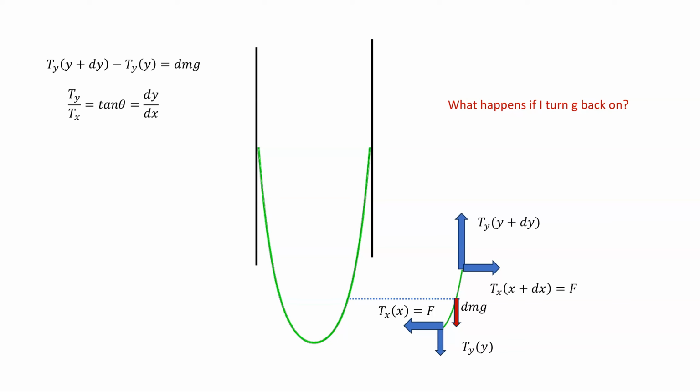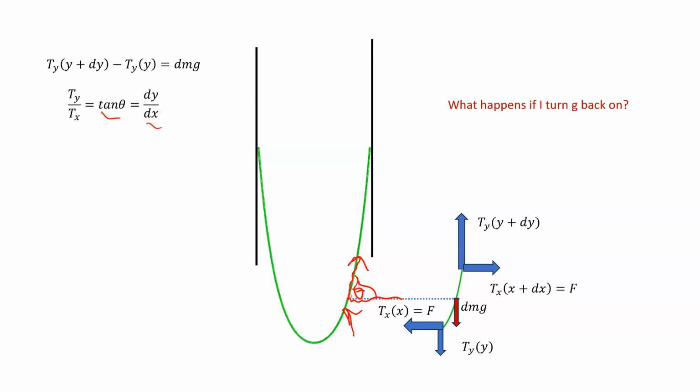Okay, so how do I figure out what to do with this? Because I don't want tension. I want to find the shape, right? So one thing to observe is that the tension points along the string. So actually, the direction that the tension arrow points is the same as the slope of this curve that we're finding. In other words, the tan of theta, if I call this theta, the tangent of theta is dy dx.